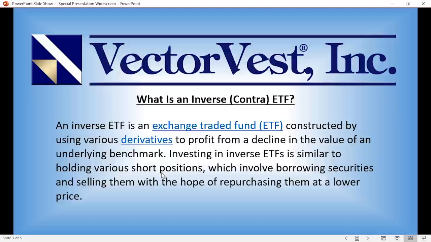Now, I say that because there's many people out there who are not comfortable shorting stocks. When you short stocks, it involves borrowing securities and selling them with the hope of repurchasing them at a lower price. You're actually borrowing shares from your broker. Well, this borrowing or shorting process is already incorporated in an ETF or a contra ETF. So for those of you who want to play the market to the downside without having to short the market, contra ETFs may be just right for you. All right, so you can still take advantage of a downtrending market without having to sell stocks short.